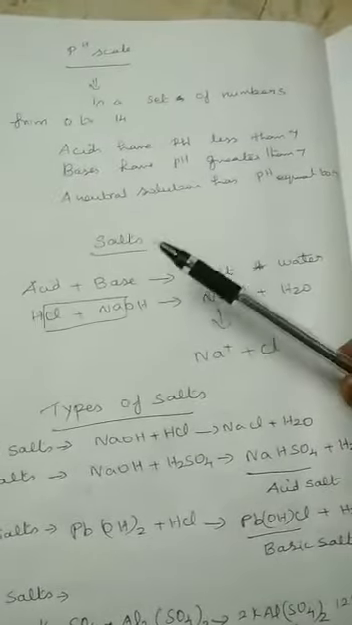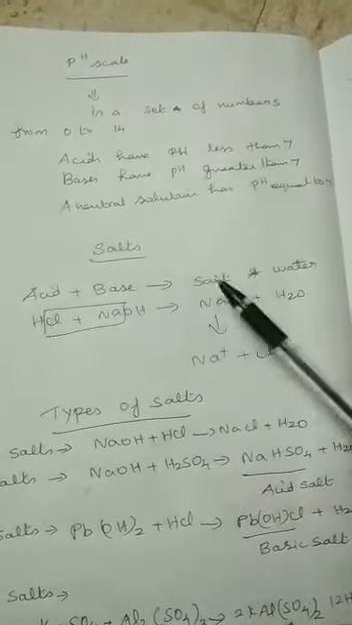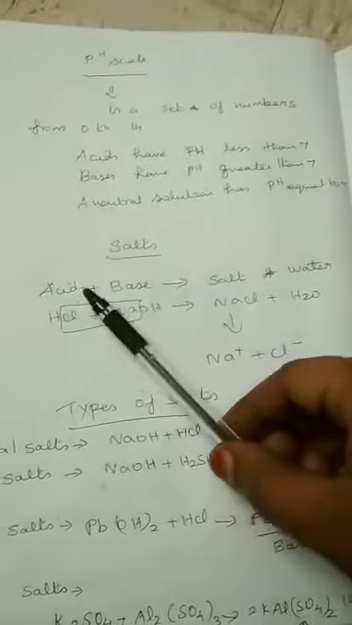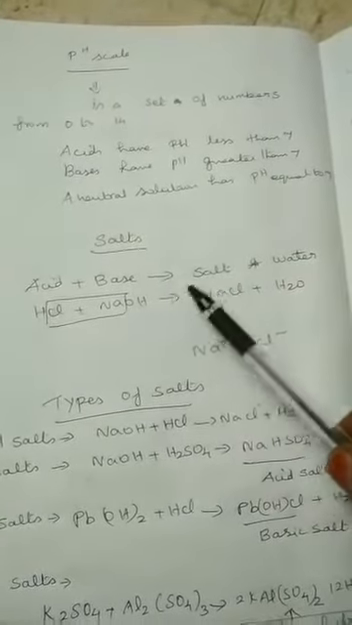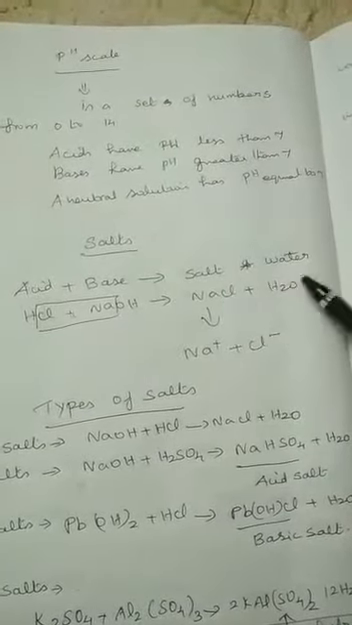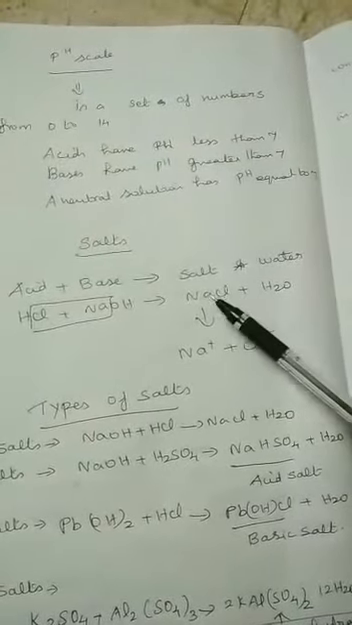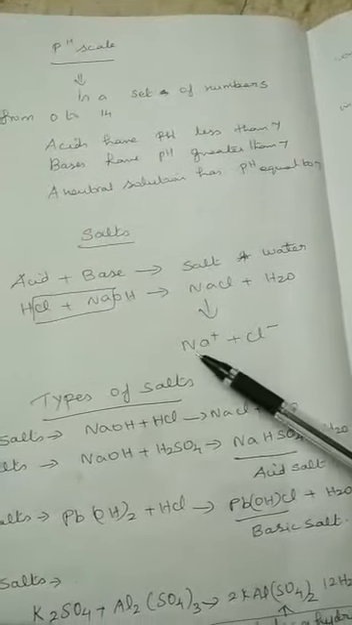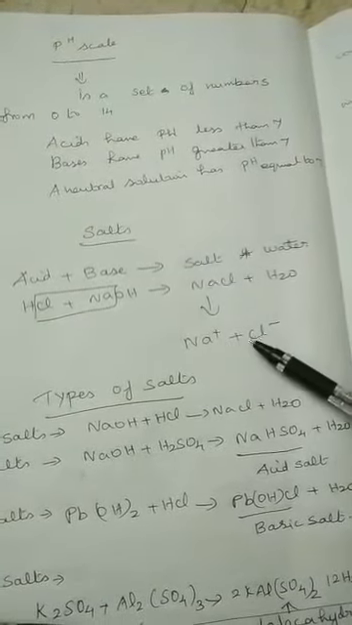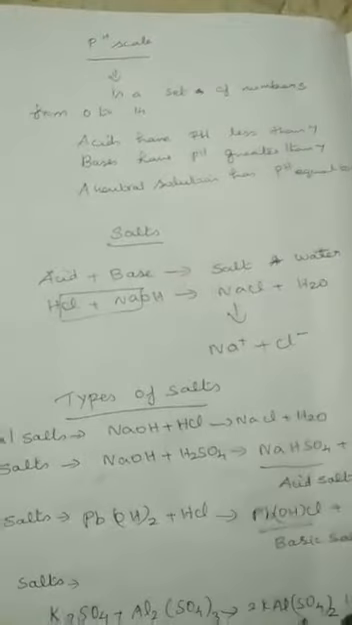Next topic, salt. What are salts? Acid plus base gives salt and water. For example, hydrochloric acid and the base sodium hydroxide combined together give sodium chloride plus water. Sodium chloride is a salt, and then water. When salt dissolves in water, it gives ions, a positive ion and a negative ion. Positive ion, sodium, Na+, negative ion, Cl-. This is the cation, this is the anion.